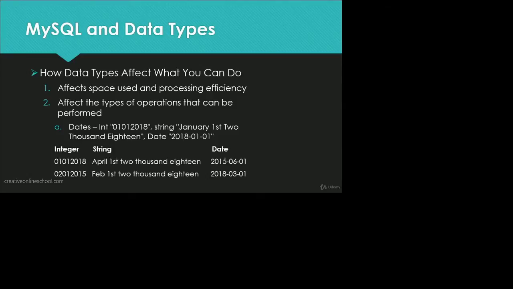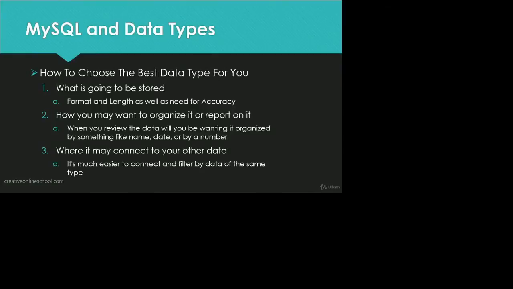So now that we know how important the types can be, let's go over how to choose the best type for you. To do that, there are three primary things to consider. First, think about what you're going to be storing. That includes both what it is as well as its length. If all you're storing are small numbers, then there's no reason to use a string or a big int. That just wastes space.